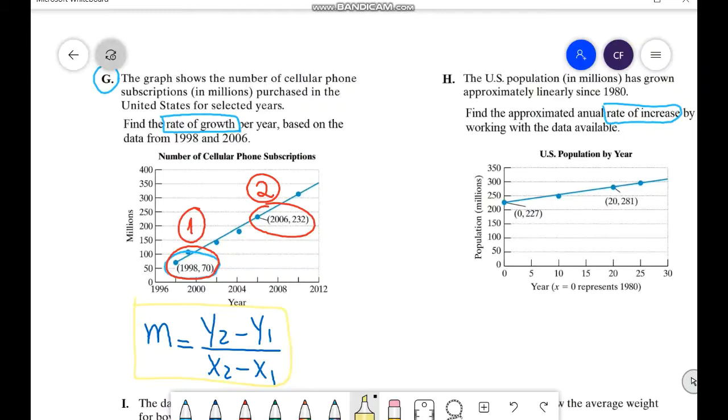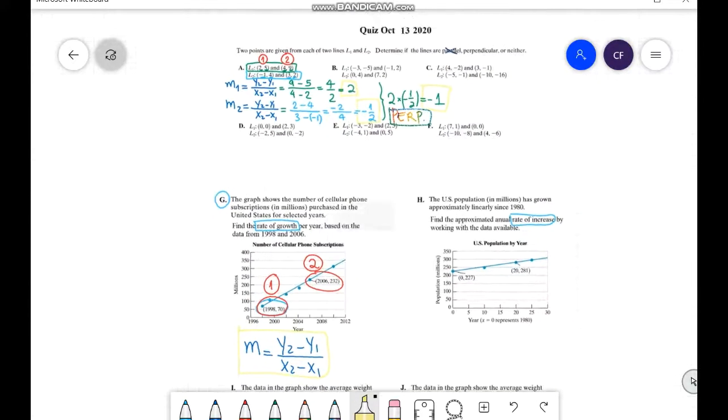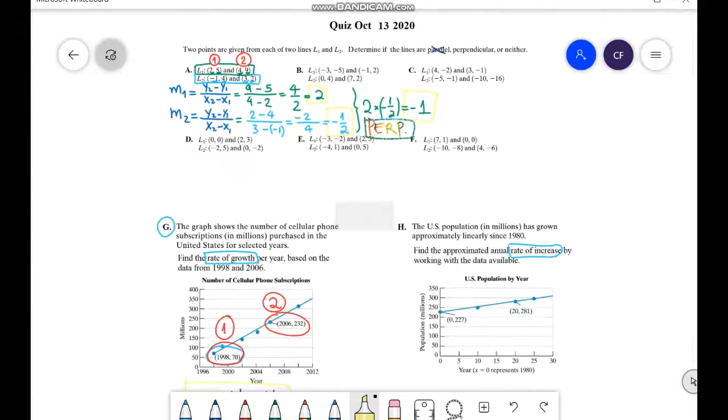Right? Let me give you a couple of minutes to work this quiz, and if you need help, you type in the chat box.